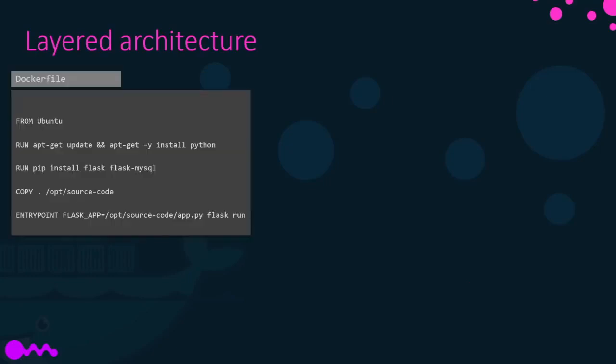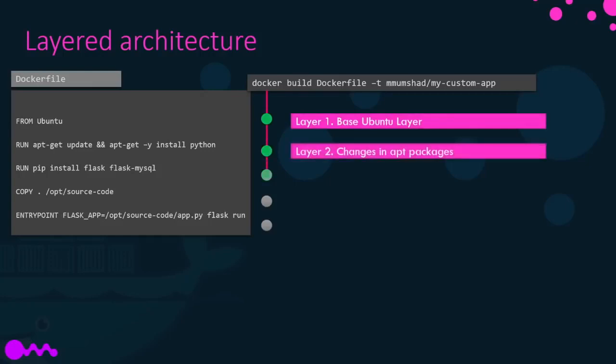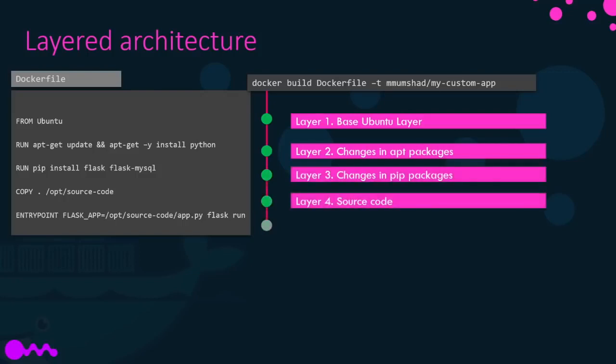When Docker builds the images, it builds these in a layered architecture. Each line of instruction creates a new layer in the Docker image with just the changes from the previous layer. For example, the first layer is a base Ubuntu OS, followed by the second instruction that creates a second layer which installs all the apt packages, and then the third instruction creates a third layer with the Python packages, followed by the fourth layer that copies the source code over, and the final layer that updates the entry point of the image.